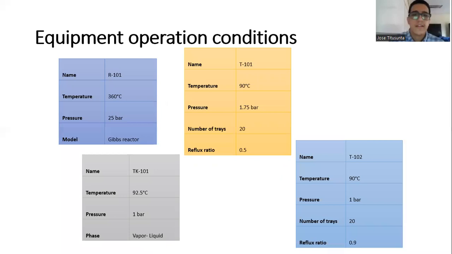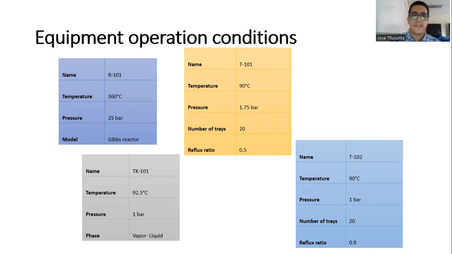Hello, my name is Jose Titusunta, and I'm going to talk about the simulation results. First, we will talk about the equipment operation conditions. First, we have the reactor R101 with a temperature of 360 degrees Celsius and a pressure of 25 bar, a Gibbs reactor. Then we have the flash separator TK101 with a temperature of 92.5 degrees Celsius, a pressure of 1 bar, and vapor and liquid phase separation.